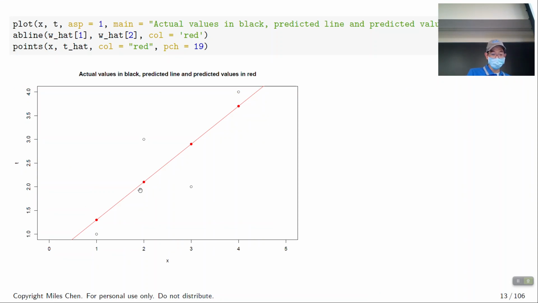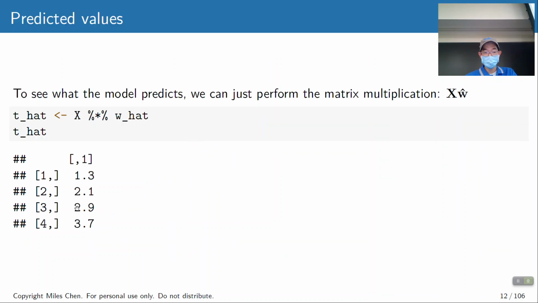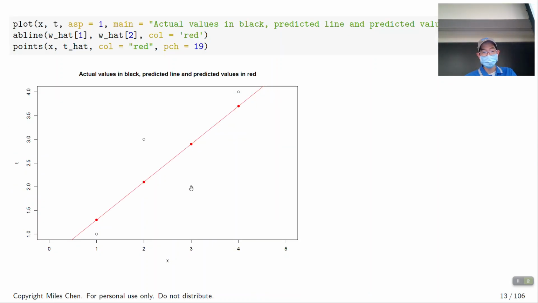And if I plot that, this is what it looks like. So for the value 1, remember we have this intercept of 0.5 and slope of 0.8. So we're predicting 1.3. The actual value was 1. The next value is 2. With a slope of 0.8, we predict 2.1 and the actual value is 3. Over here we're predicting 2.9. The actual value is 2. We're predicting 3.7. The actual value is 4.